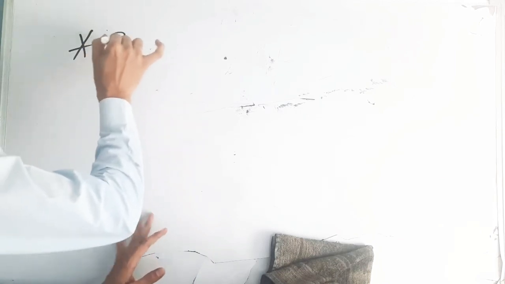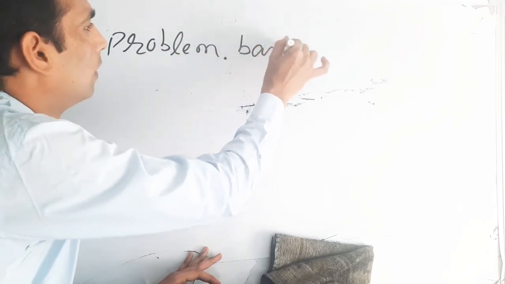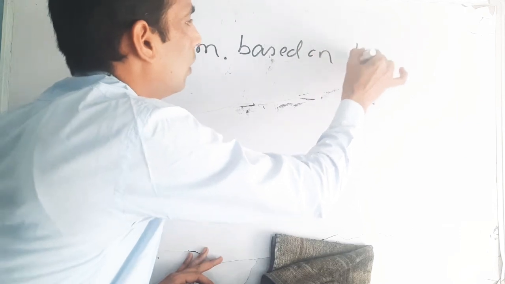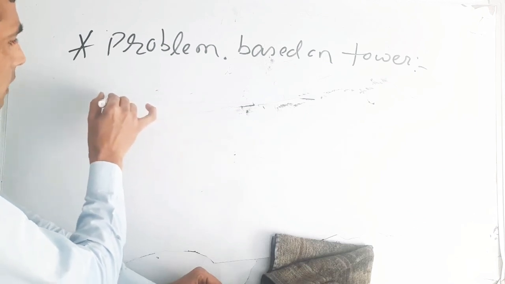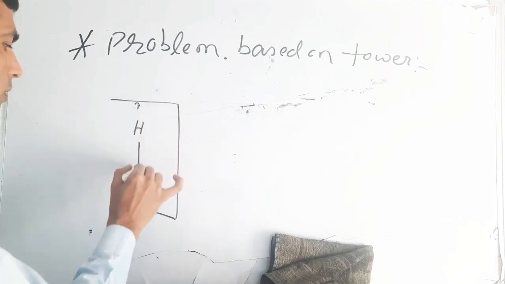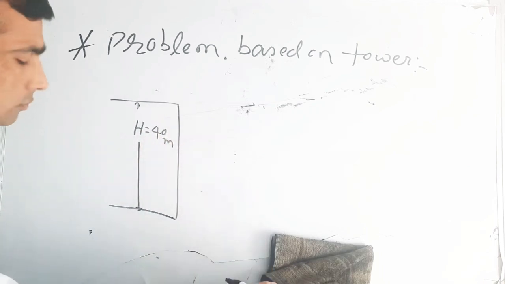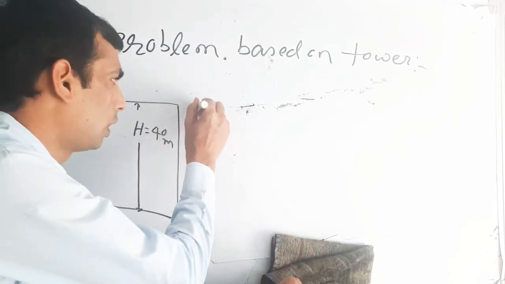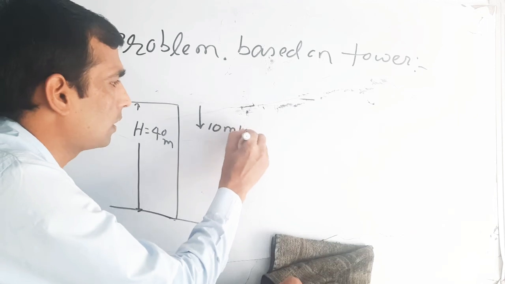So student, this is the question. This is a problem based on a tower. What is the question? The height of the tower, h, is equal to 40 meter, right? A particle is dropped, or you can say released, in the downward direction with 10 meter per second.